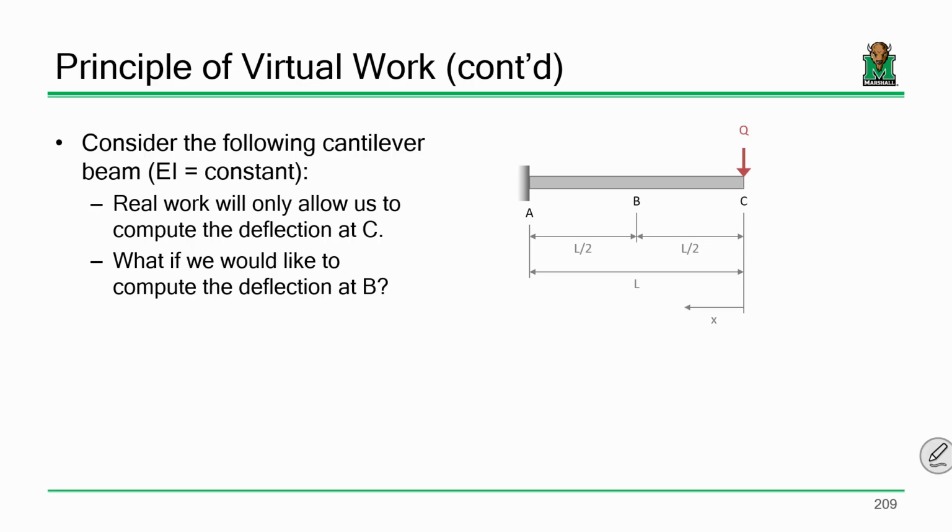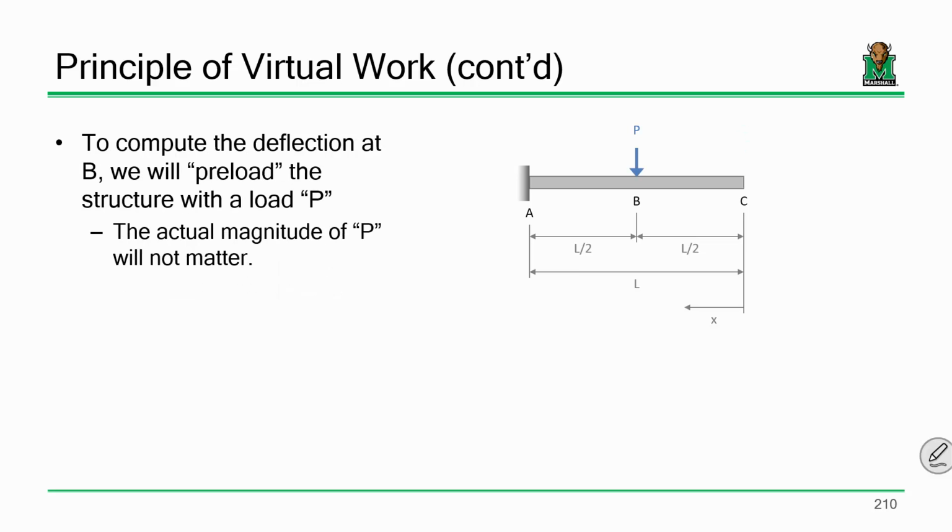Now, to formalize our discussion, I've got a cantilever beam here. It's being subjected to some load Q, and right now, everything I've done says I can get you the deflection at C, no problem. That's simple. Right now, I'm asking, what if I want the deflection here? Energy principles say I can only determine that deflection if I put a load right there. Well, fine, I'll put a load right there. Okay? So I'm going to preload the structure, if you will. I'm going to put a load P on that structure.